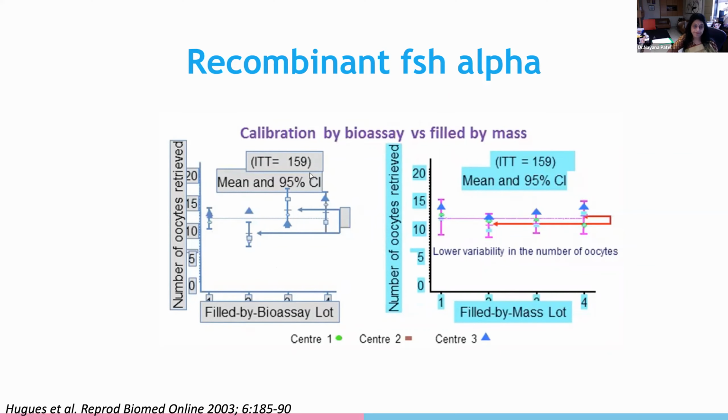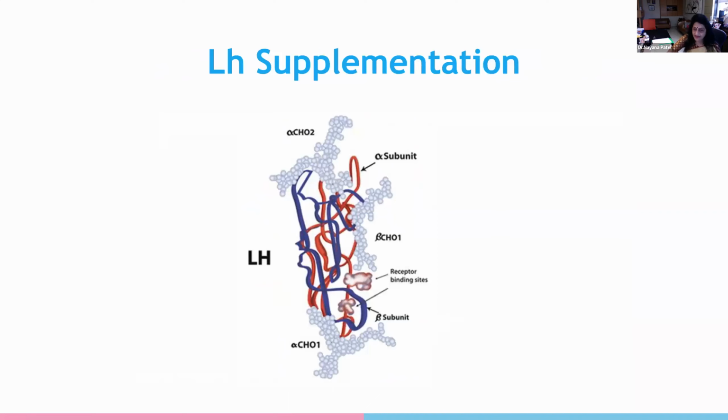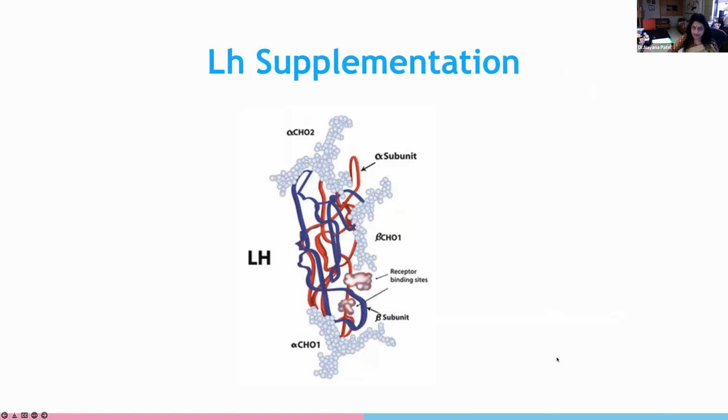calibration by bioassay. This was our own paper where we compared the GnRH versus biosimilars, and we found out that even in young patients, the GnRH group gave a better result.